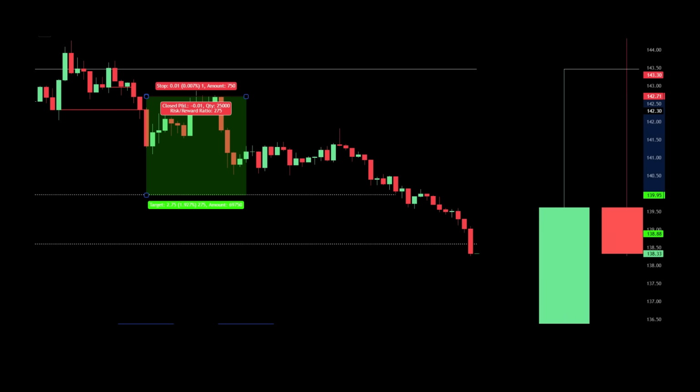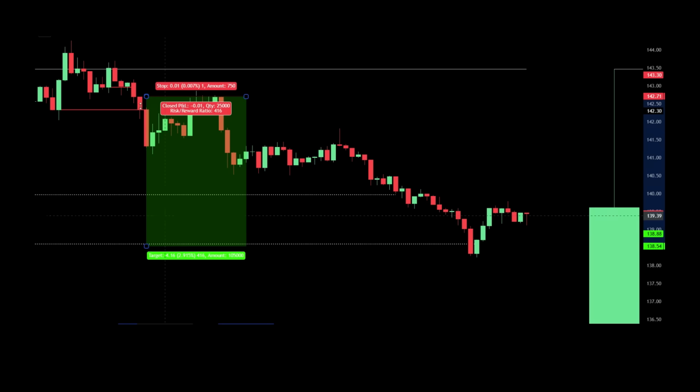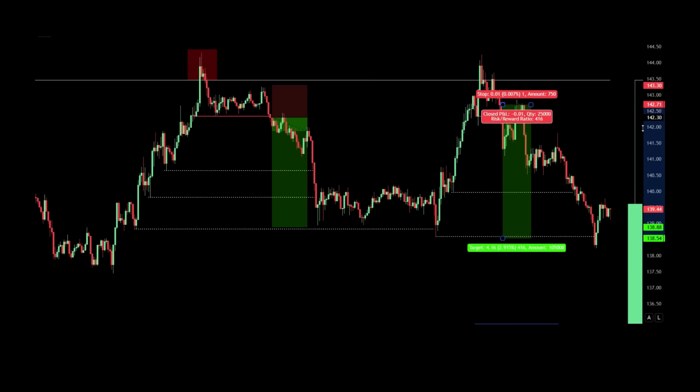So let's continue. Oh, there we go. Price took out the lows of this as well. So this was a very successful trade as well. A 1 to 4, super successful. So there you guys can see.